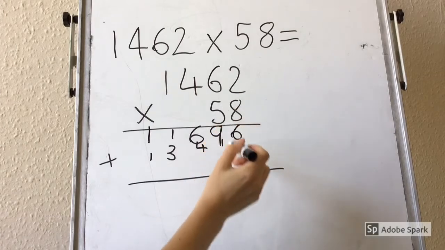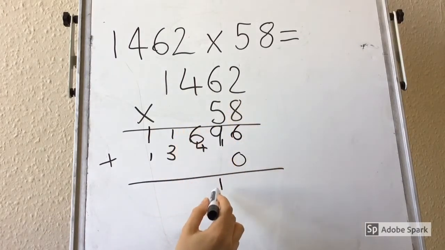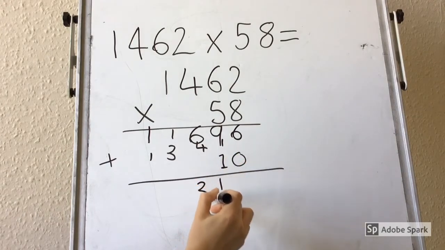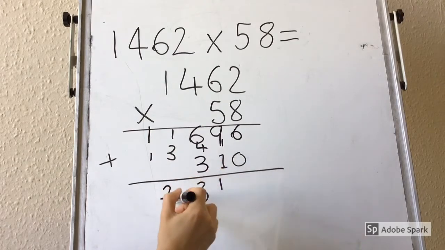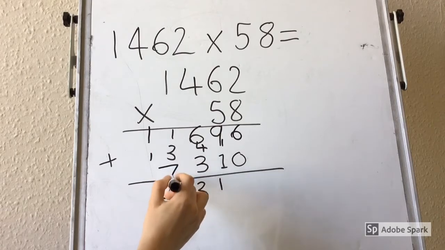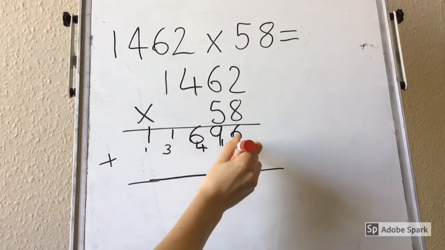Step 2. 5 times 2 is 10, so I'll put the 0 here, carry the 1. 5 times 6 is 30, add on the 1, that makes 31. 5 times 4 is 20, add on the 3, that makes 23. And 5 times 1 is 5, add 2 makes 7. Is this correct? Well done if you spotted my mistake.